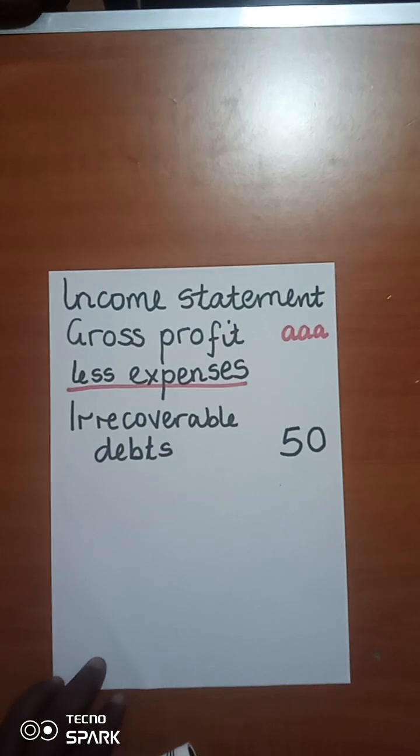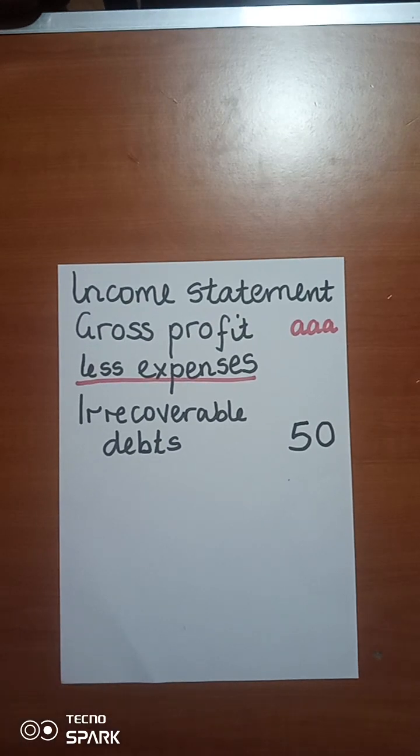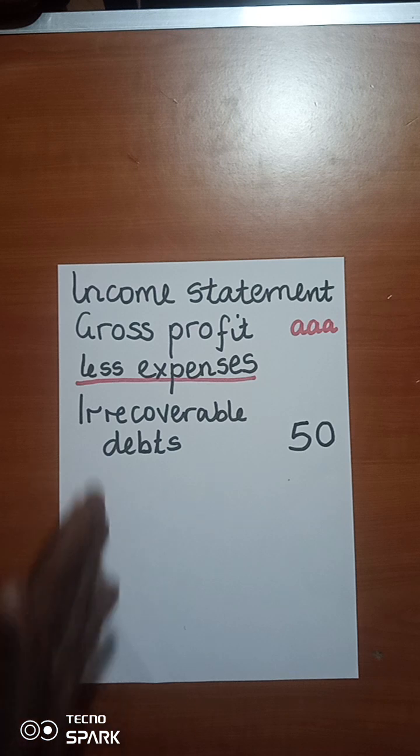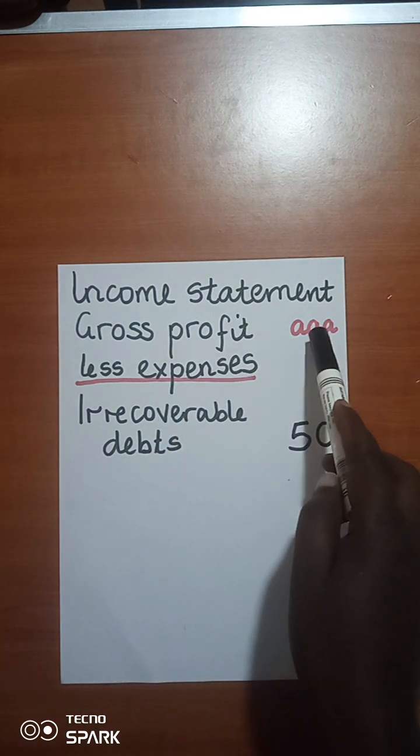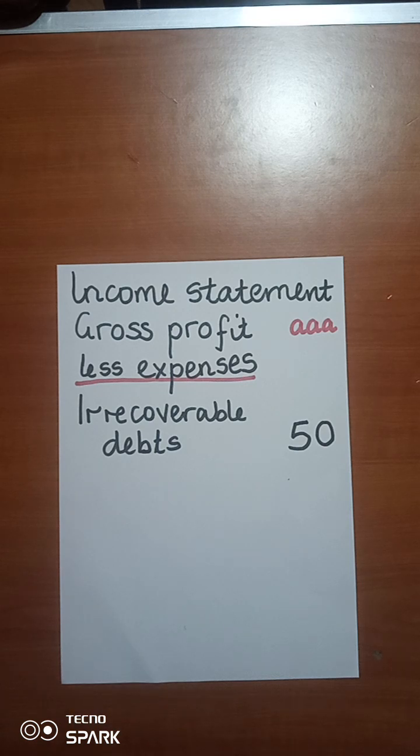Let's now look at how we record it in the income statement. The income statement has revenue, then cost of sales, then if we subtract, we have our gross profit. Then the gross profit has this amount. Then we are going to subtract expenses, and in this case, we have irrecoverable debts of 50. So this is how we treat irrecoverable debts in the books of accounts.